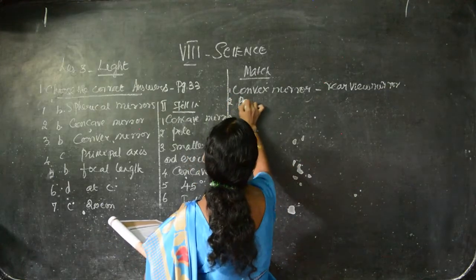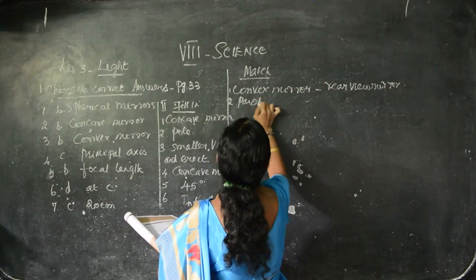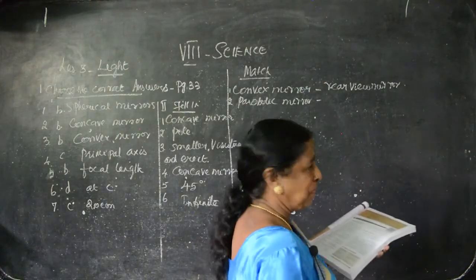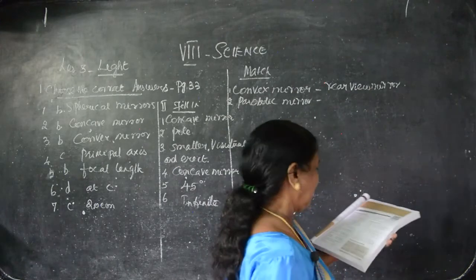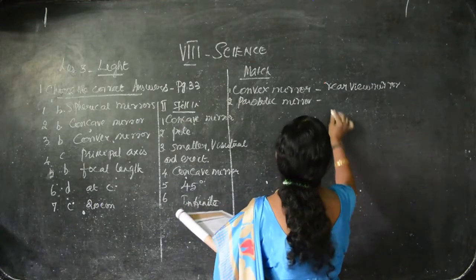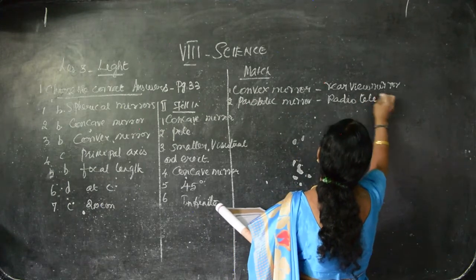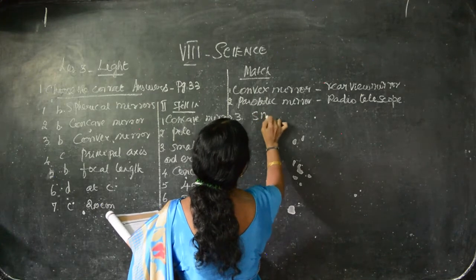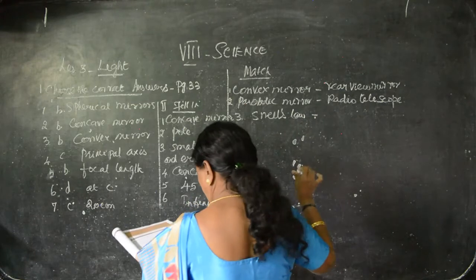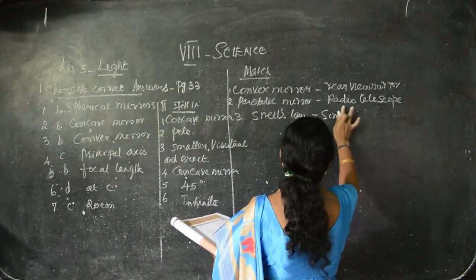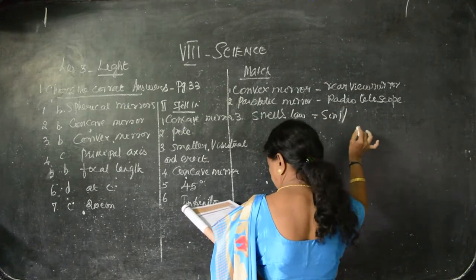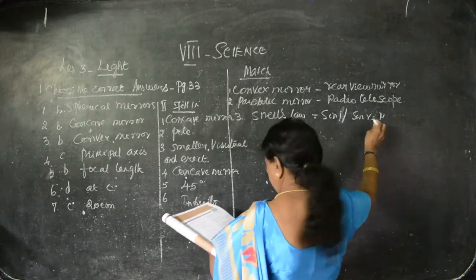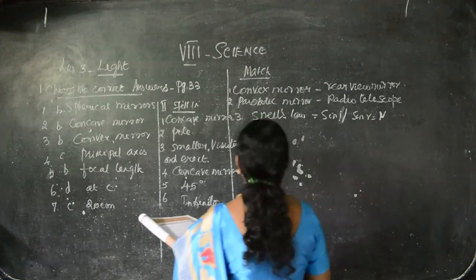And second one, parabolic mirror, radio telescopes. Snell's law, sin i by sin r is equal to mu. Sin i by sin r is equal to mu.